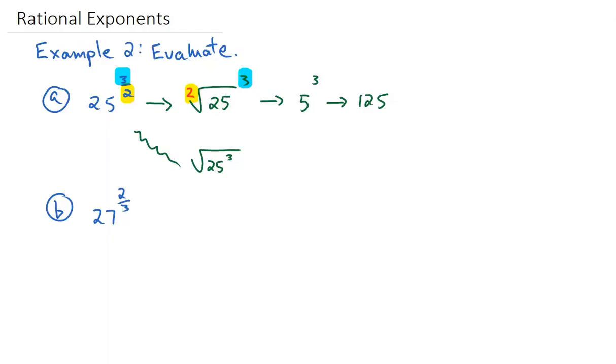For b, let's look at 27 to the 2/3. So this would give me the cube root of 27 squared. So my denominator becomes my index and my numerator becomes my exponent. Now the cube root of 27 is 3. I'm still squaring that, and 3 squared is 9. And that takes care of that.